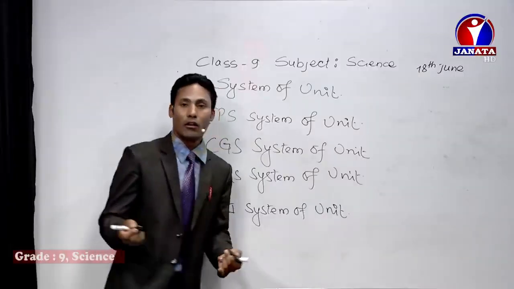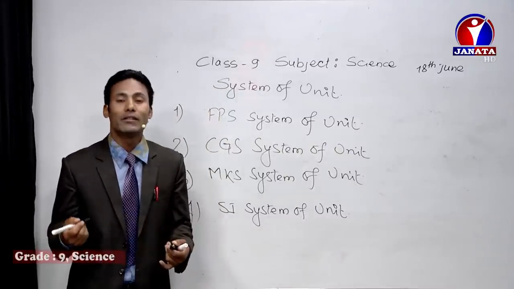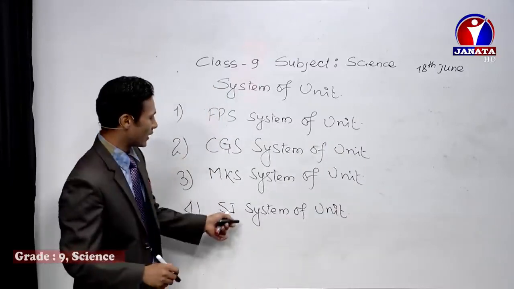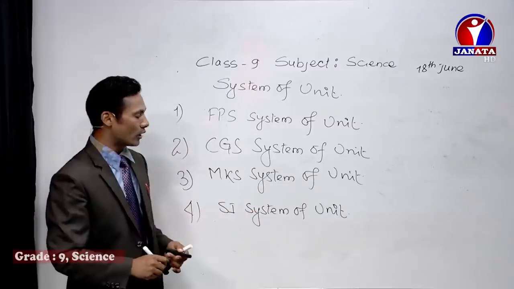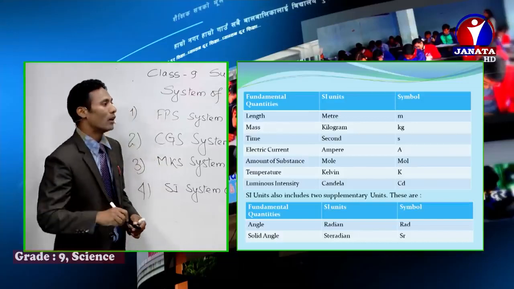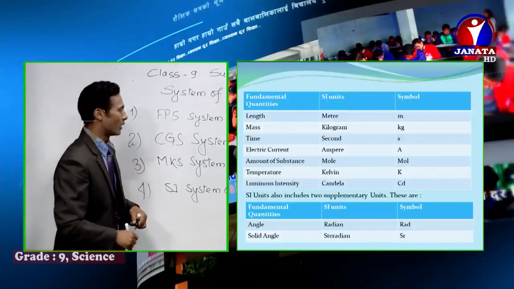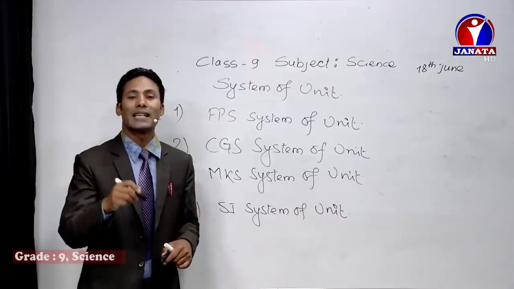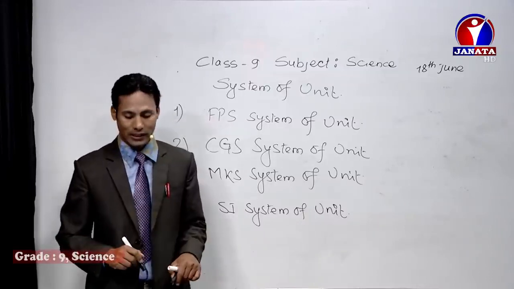You might have learned in geometry also the measurement of angle. For that, the radian is the SI unit for the measurement of angle. Similarly, solid angle is there. The steradian is used for measuring the solid angle in the SI system of units. So these are the SI units of the different quantities that we use in our daily life.